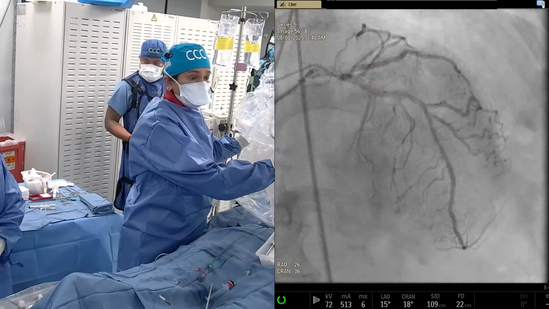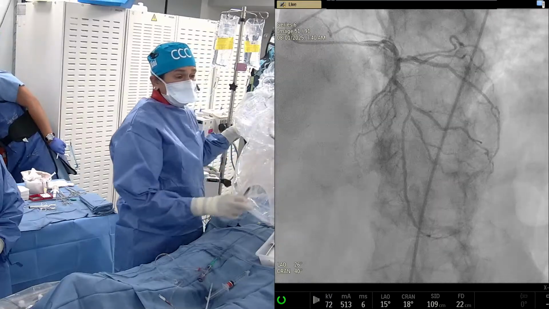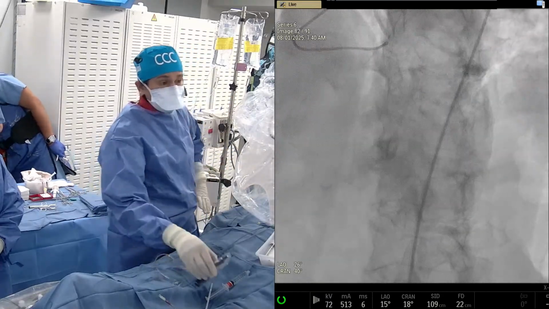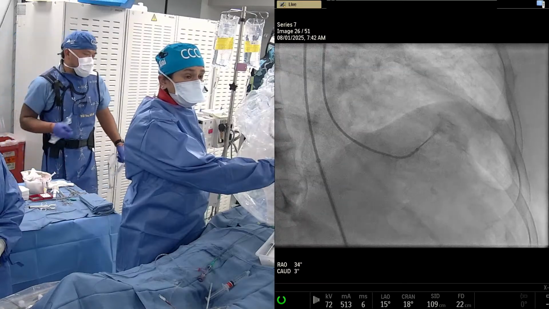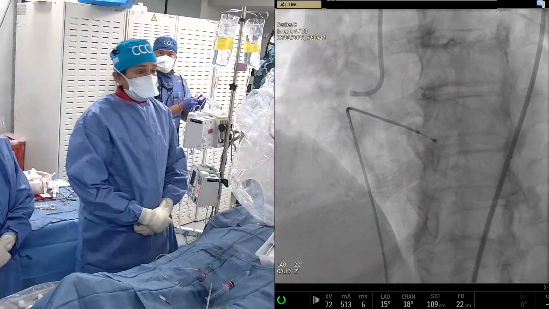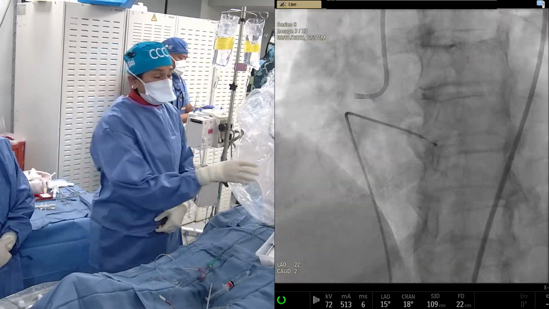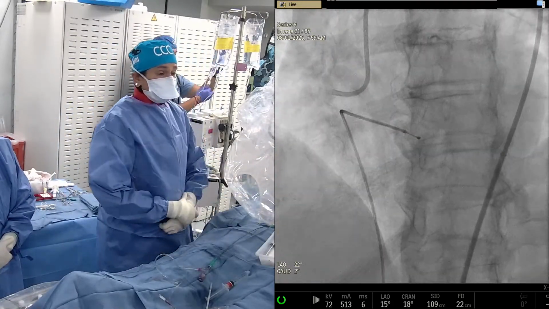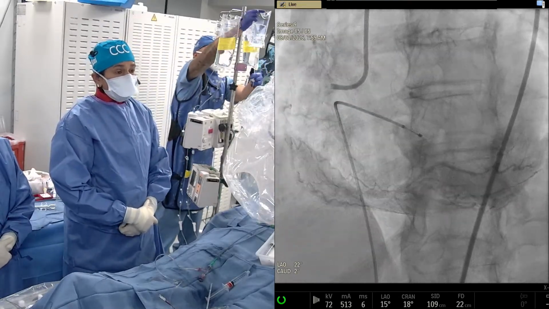No significant obstruction there. Without injecting anything, you can see the tram track calcium in the right coronary artery, which is how we say that it is severe calcium. If you see there on angiography, this is where we are. We have a 6 French Mark Lima guide.